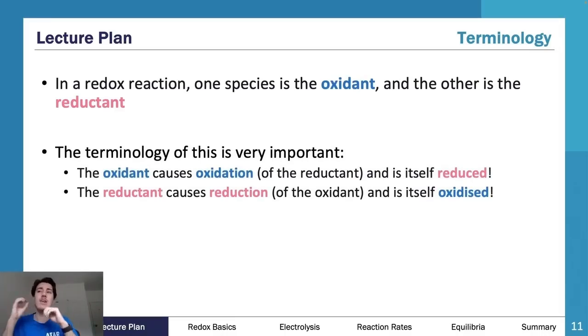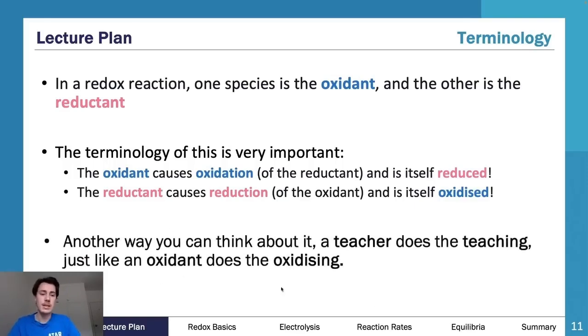But it's important to understand that the oxidant itself is reduced, but causes oxidation of the other species, much like how a teacher does the teaching. Again, the same thing, the reductant causes reduction, and therefore it itself is oxidized. You cannot have one without the other, that's super duper important, but the oxidant causes oxidation, the reductant causes reduction.